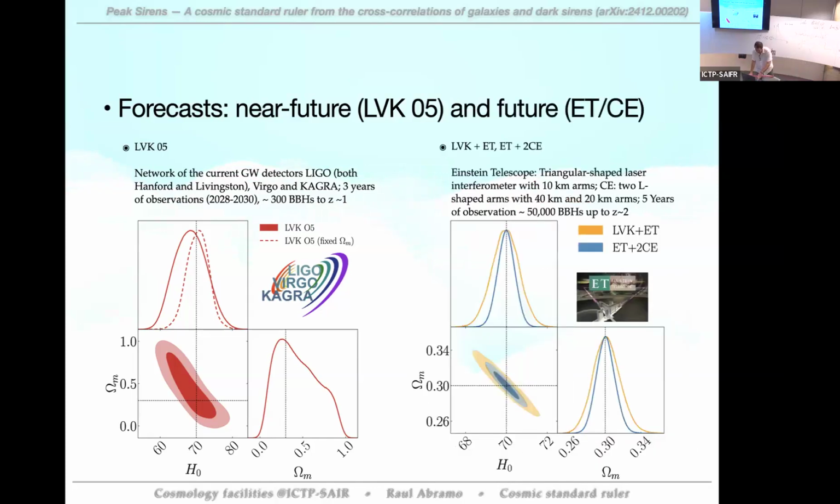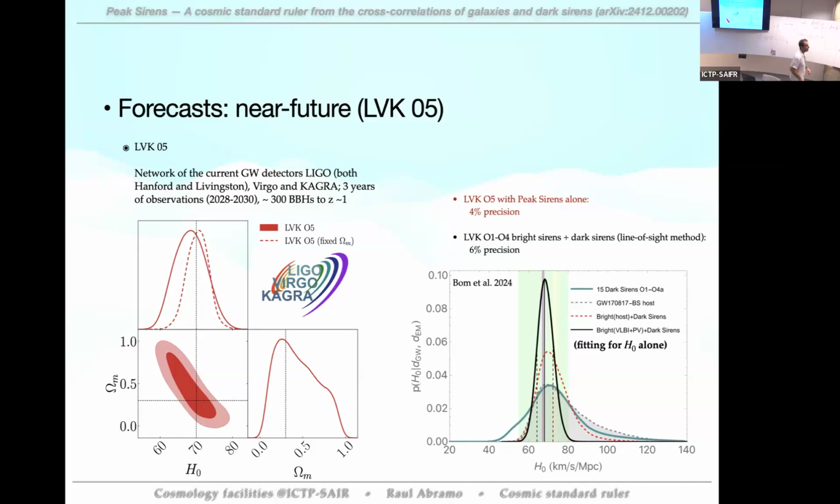As a comparison, this is about 4% precision. This is the situation right now, so this is a fair comparison. Of course, this is what we have from combining all of the bright sirens and dark sirens in the line of sight method. This is a paper by Clesio. Maybe you will be talking about this tomorrow. So this is the data that we have right now. Of course, these figures will get better by the time LVK makes its run there.